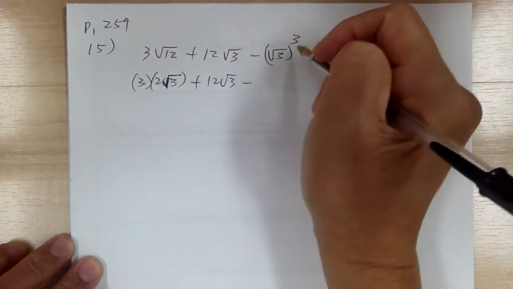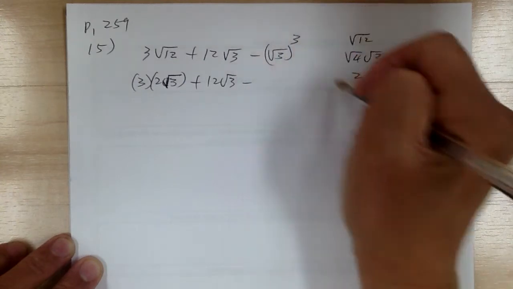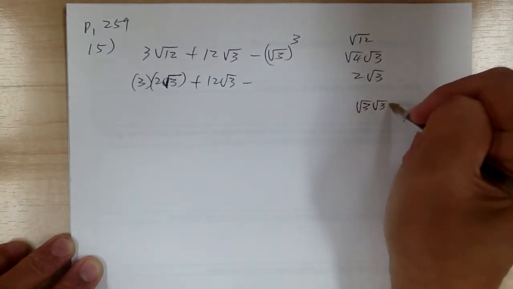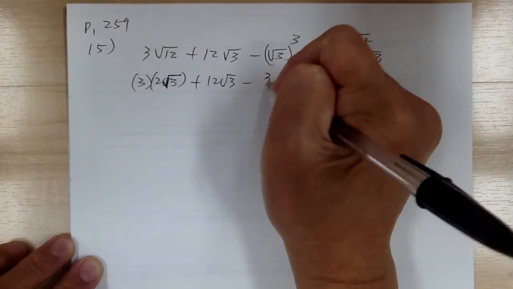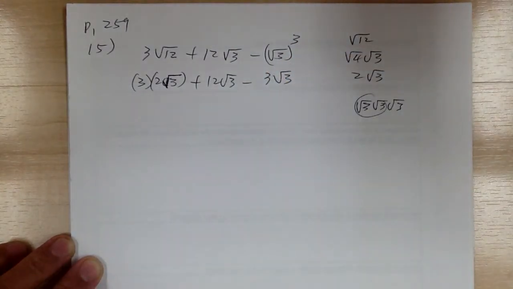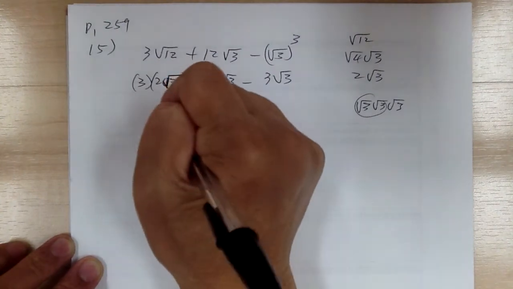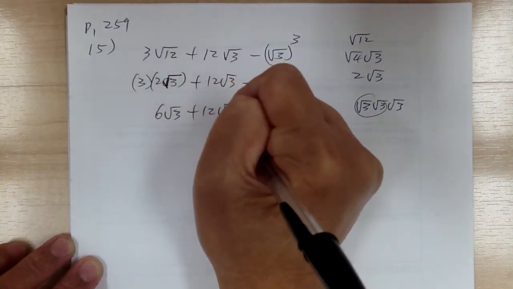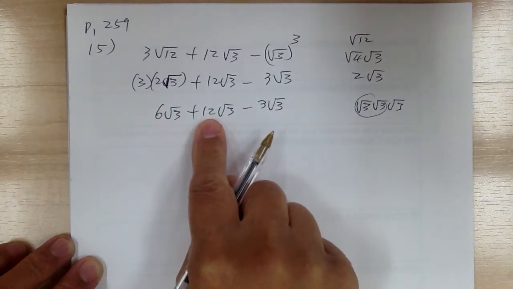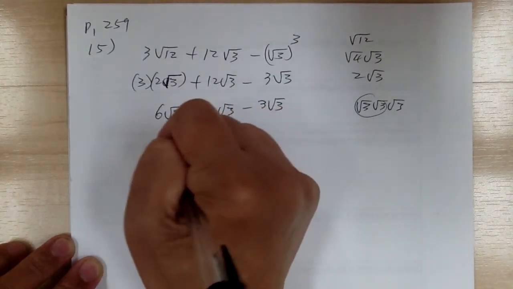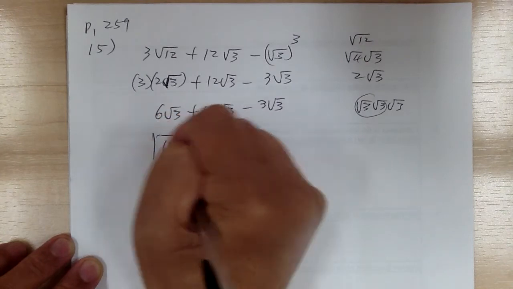This one, the cube, right? So you're going to get square root of 3, square root of 3, square root of 3. Okay, and then that becomes 3 square root of 3. Okay, so this will give you 6 square root of 3. And now you can go and add. So this will give you 18 minus 3, which gives you 15 square root of 3. Okay.